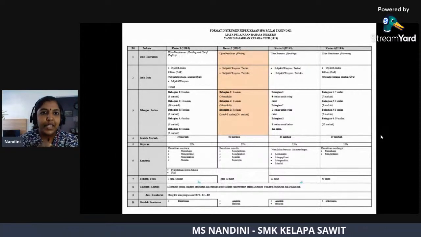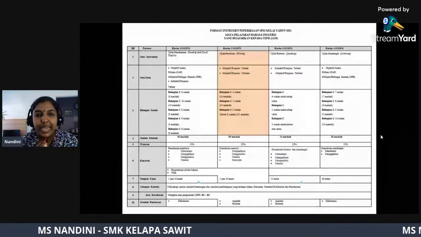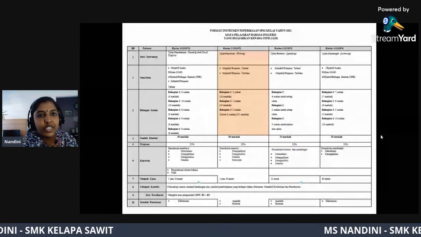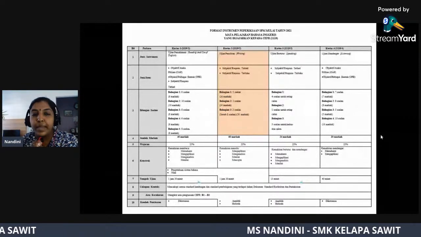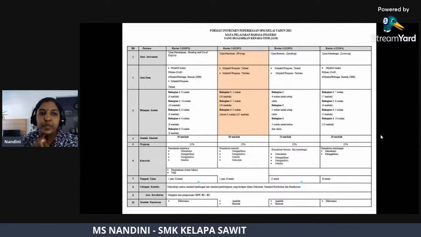Okay, this has been taken from the buku format. Don't worry if you can't see it, I know it's minute. So I'm just putting up all the 4 papers so you can see them. It is 25% weightage for each paper. Izul, I think we can move on to the next slide.